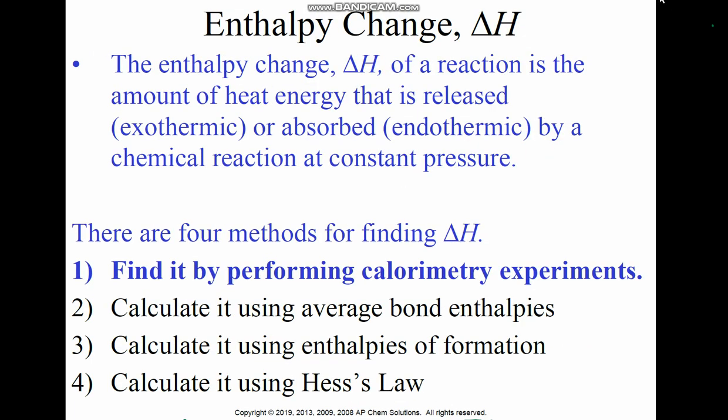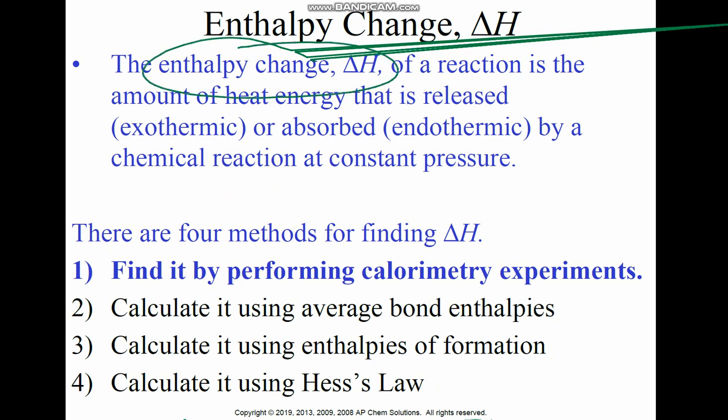Some of the things on this slide may seem a little confusing unless we do a few examples in class, which we will do in a few minutes. But what we want to focus on here is just enthalpy change, which is delta H of a reaction. It's the amount of heat energy that is released or absorbed by a chemical reaction. There are 4 different ways we can do that. This here we're going to do in 6.9, Hess's law. Enthalpies of formation, average bond enthalpies, and of course calorimetry experiments, which we are going to be doing in the lab.